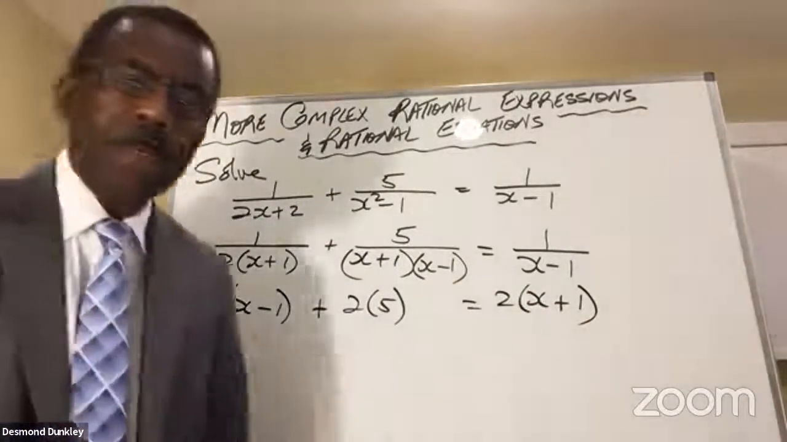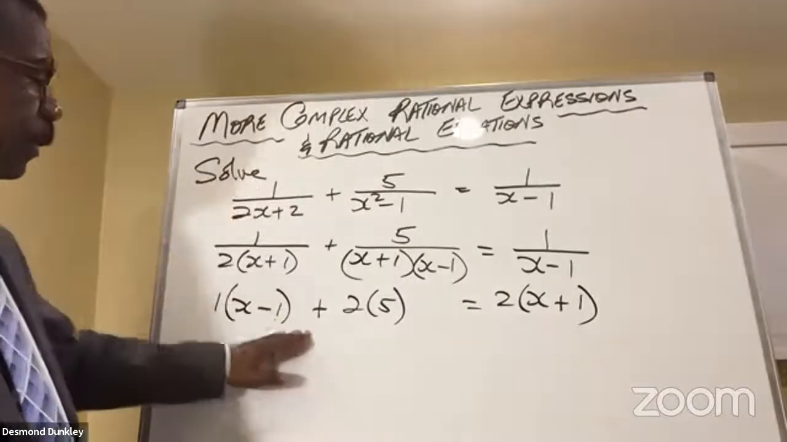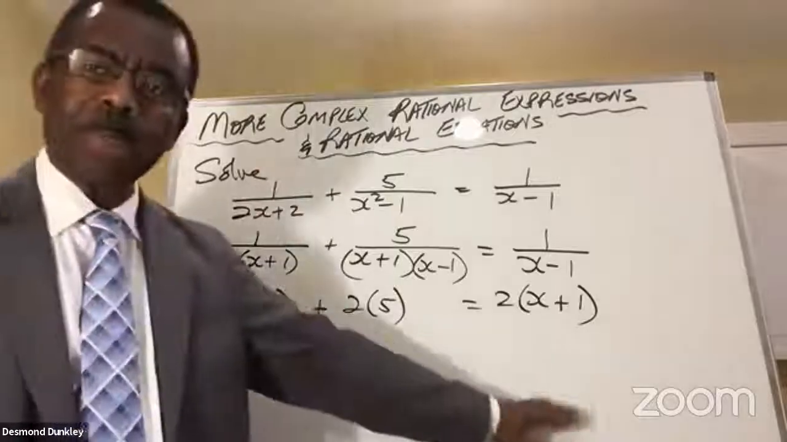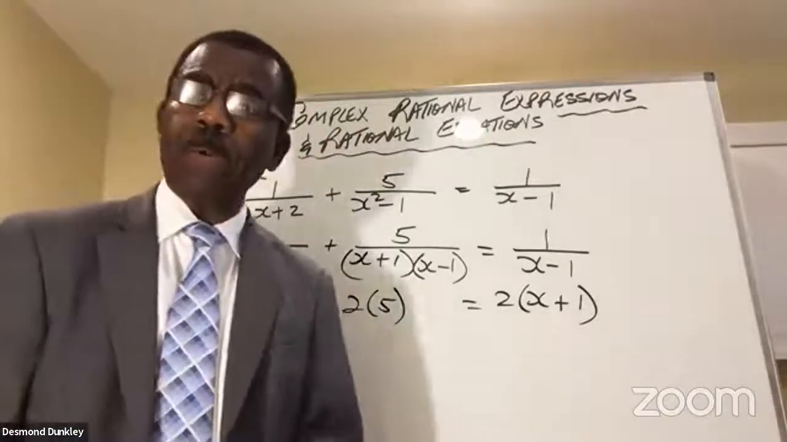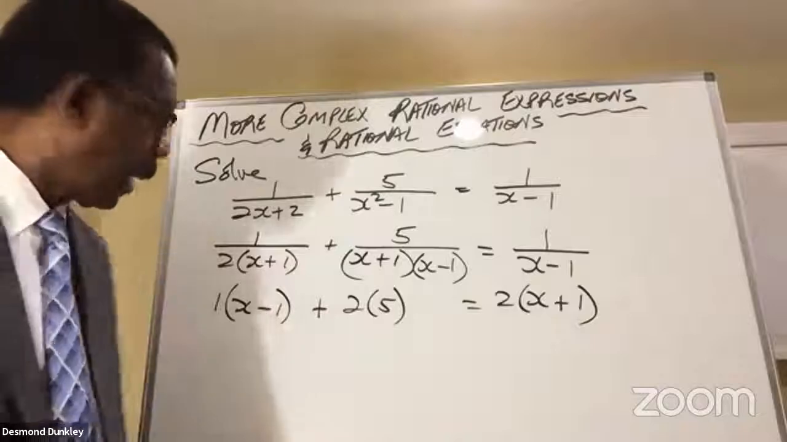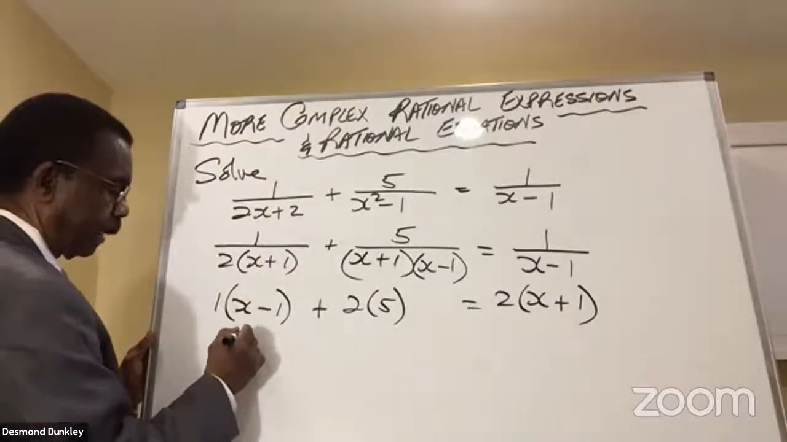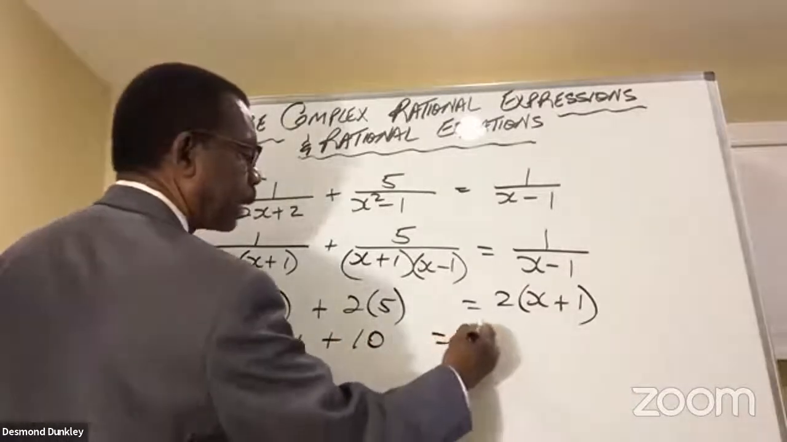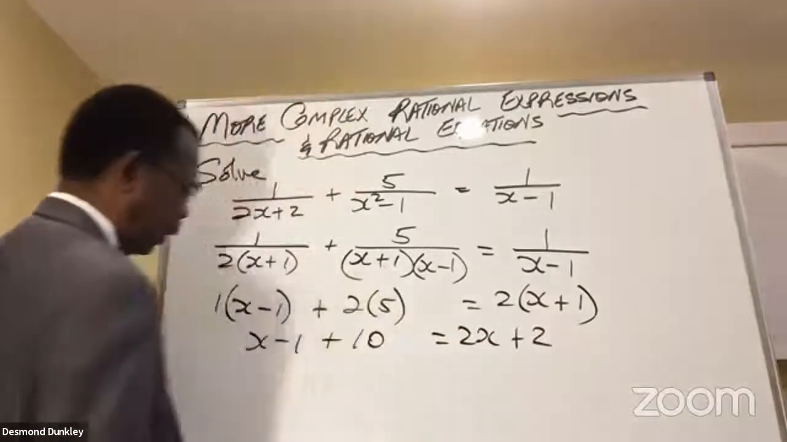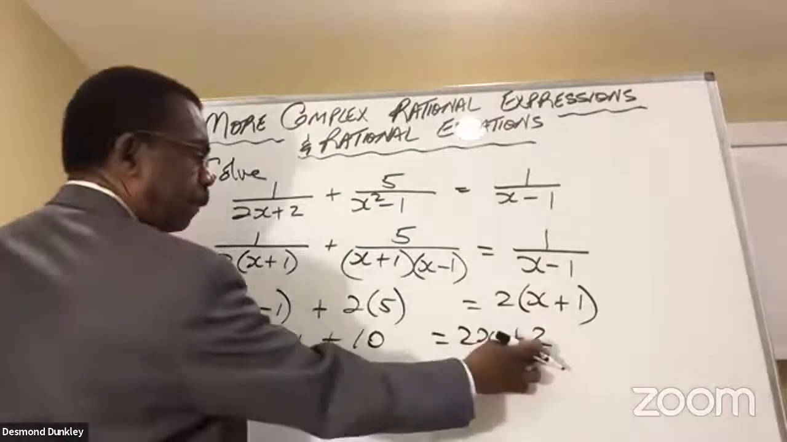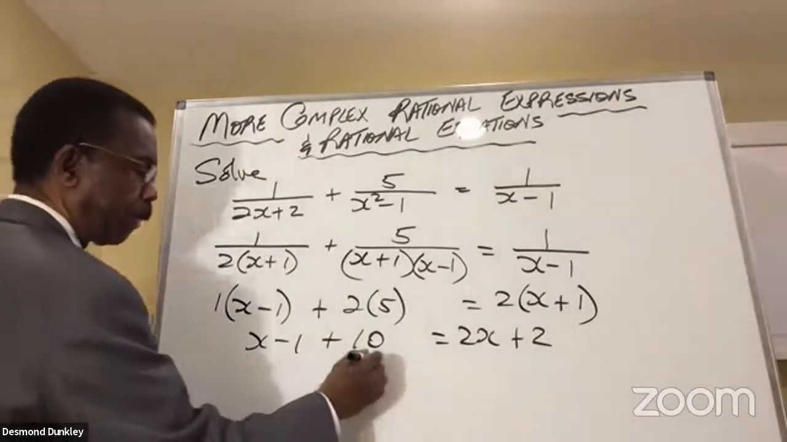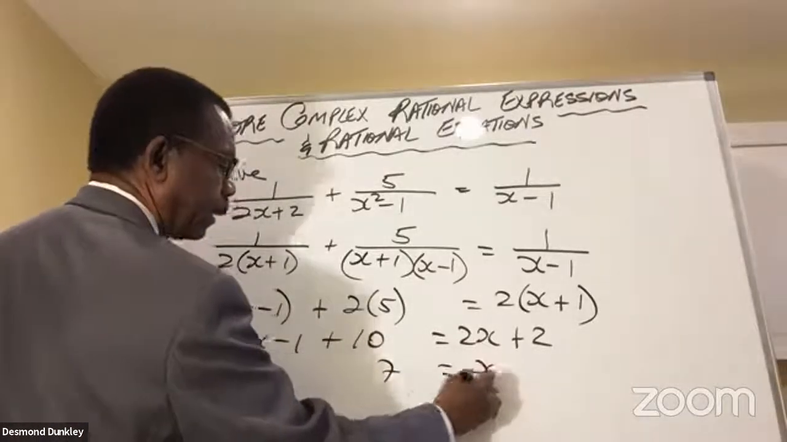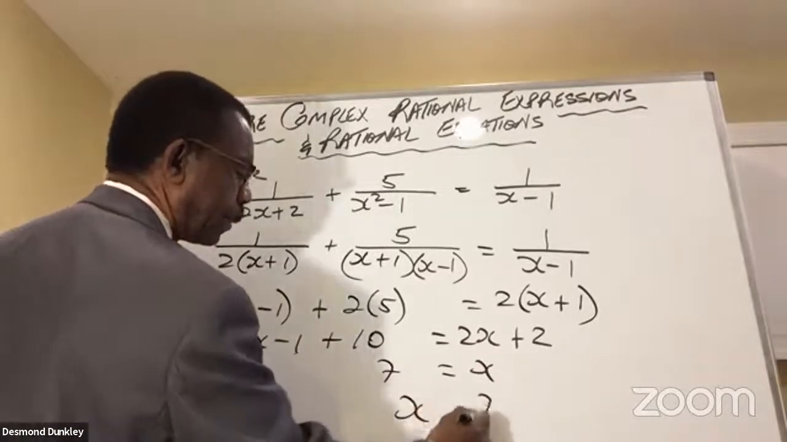Look what happened. We came from ugly to simple, from complex to simple. And this is just a simple linear equation. We just solve and get our answers. So it's 1 times this gives me x minus 1 plus 10 equal to 2x plus 2. If I subtract 2 from both sides, we end up with 7 equal to, if I subtract x from both sides, we get x. So therefore, x is equal to 7.